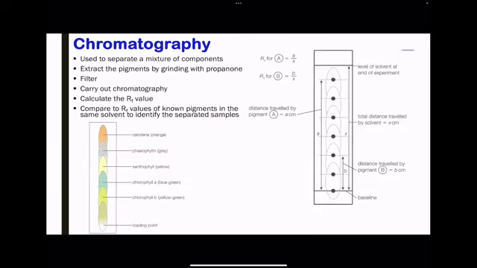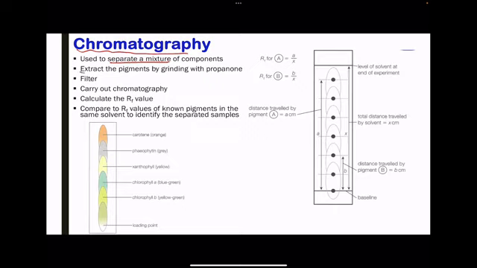So next we go to chromatography. Here we're learning chromatography because we want to focus on the idea of separating these chlorophyll pigments. Imagine you have successfully extracted some chlorophyll pigments out of a leaf or out of a plant, but you want to be able to know which molecules they are. You could use chromatography in order to separate them and then use the RF value in order to know which one exactly they are. Chromatography is used to separate mixture of components.